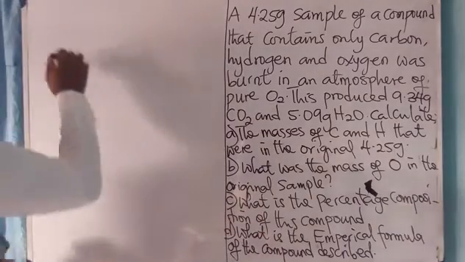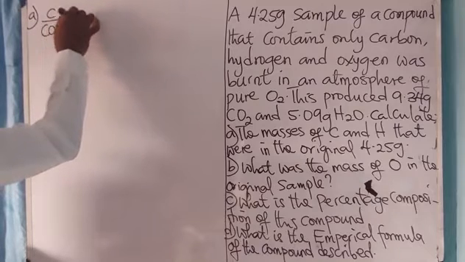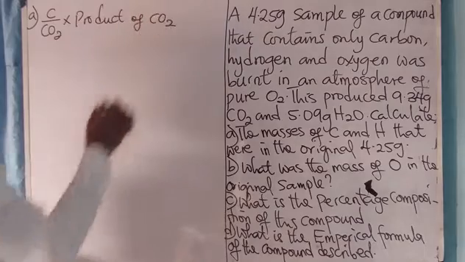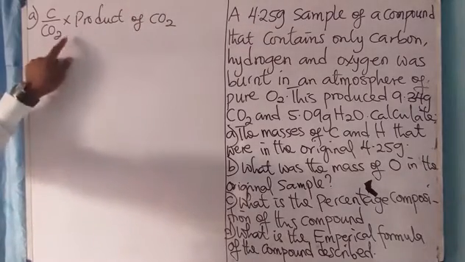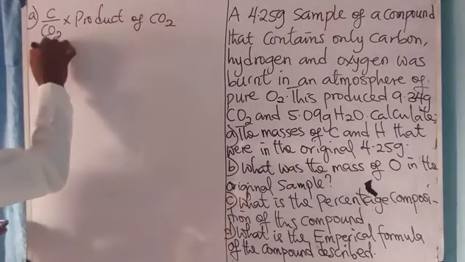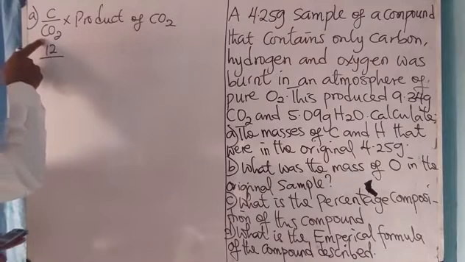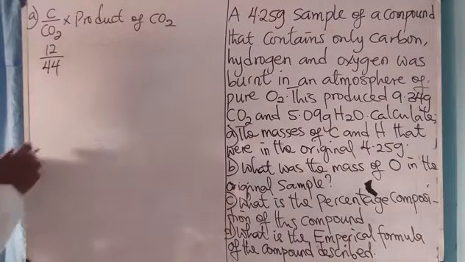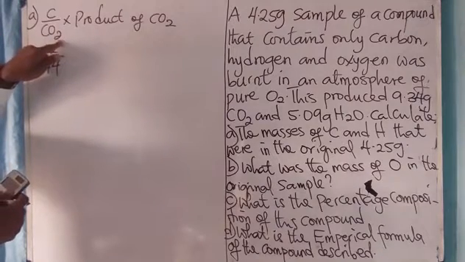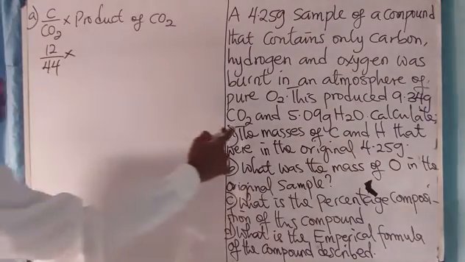The first thing you have to do in this case, you say carbon over carbon dioxide times the product of carbon dioxide, that is, what was produced at the end of the reaction. Carbon is 12. The molar mass of carbon dioxide is 44. That is 12 plus 16 times 2; 16 times 2 is 32, and 32 plus 12 is 44. Then times the product.